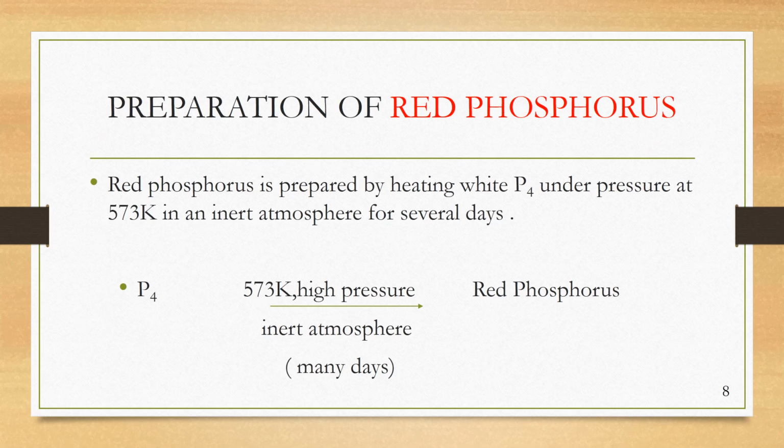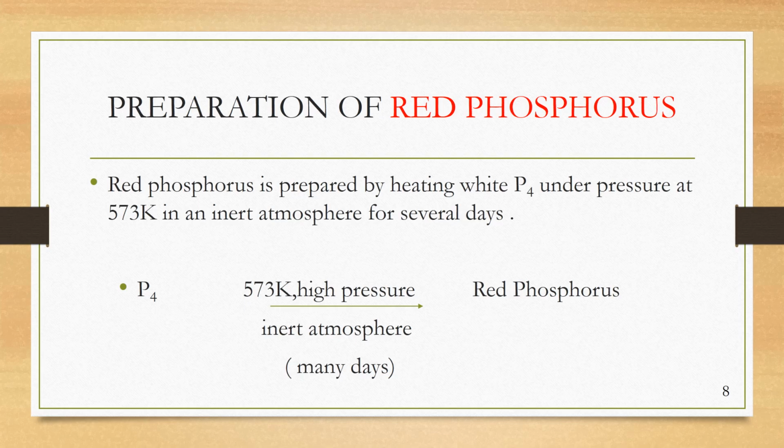Coming to the preparation of red phosphorus. Red phosphorus is prepared by heating white phosphorus at a temperature around 573 Kelvin in an inert atmosphere. You know that white phosphorus is a substance which catches fire easily due to its low ignition temperature. You find for white phosphorus, the ignition temperature is close to the room temperature. It is around 303 Kelvin.